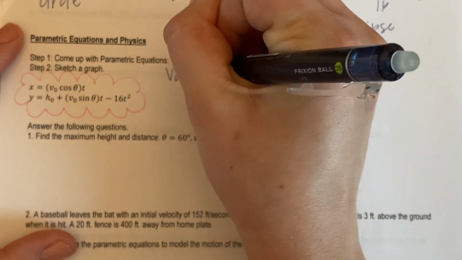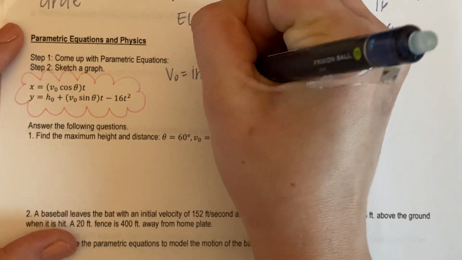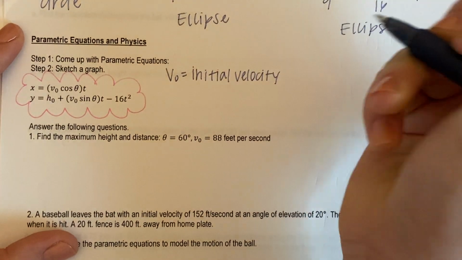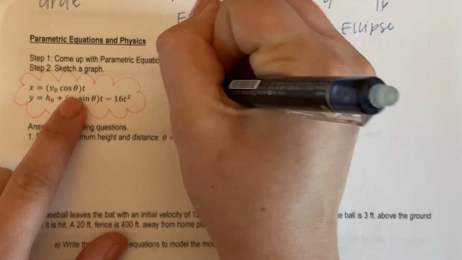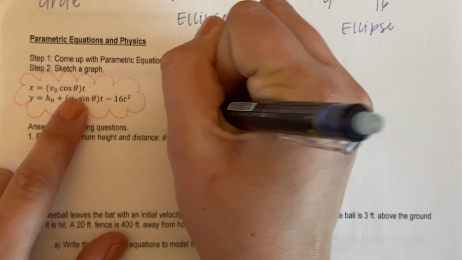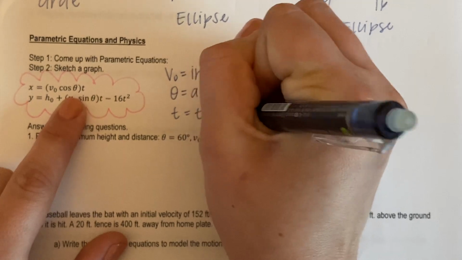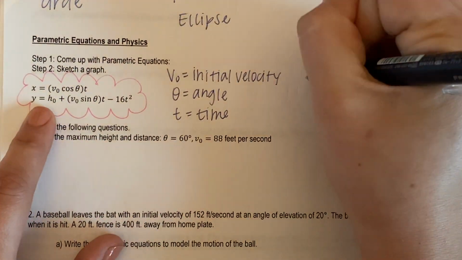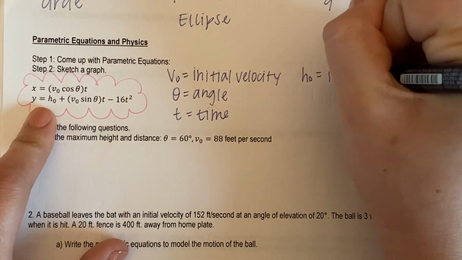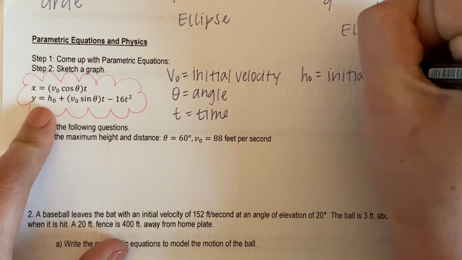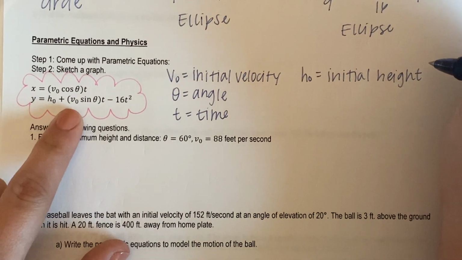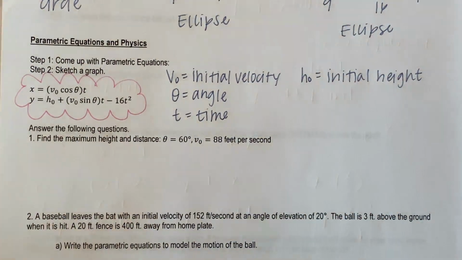V naught is our initial velocity. Theta is our angle. T is time. H naught is initial height. Velocity, angle, time, okay, so that's it.